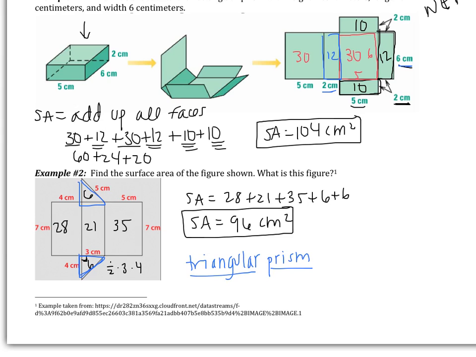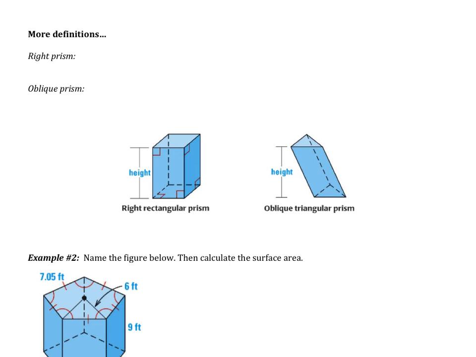So that's tricky. I know it's difficult to visualize how this net is going to come together, but hopefully you got the surface area right, and you got the name right too. That would be great. If not, that's okay. We're going to do some more practice when you come to class. So let's move on to the next page.